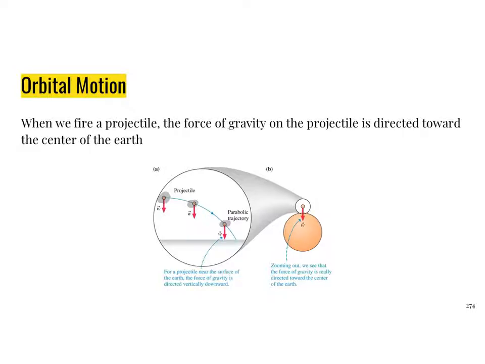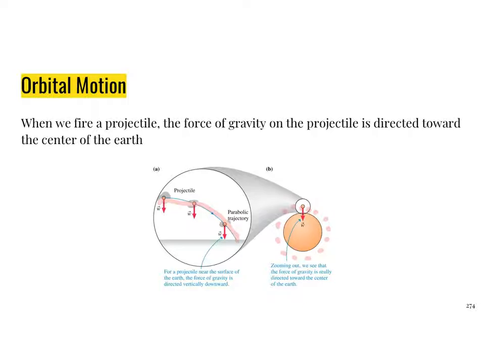But what if I threw something from high enough up, fast enough, that the shape of the projectile actually followed the radius of the Earth? So we're taking this concept and just zooming it out because we're going so fast. And this gets us into orbital motion.